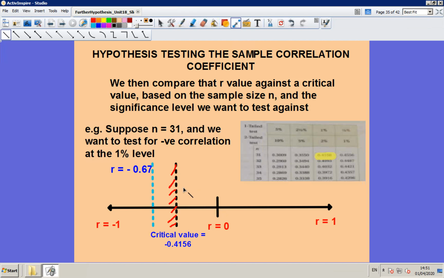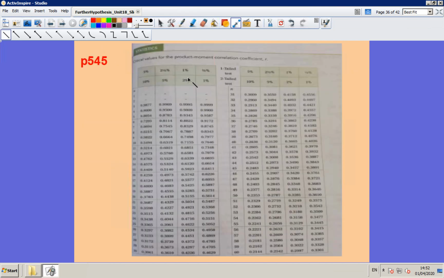Now in the book what they do is they take the modulus of our R value and just compare that with the value in the tables. That does exactly the same thing. Okay, and this is what the table looks like on page 545.